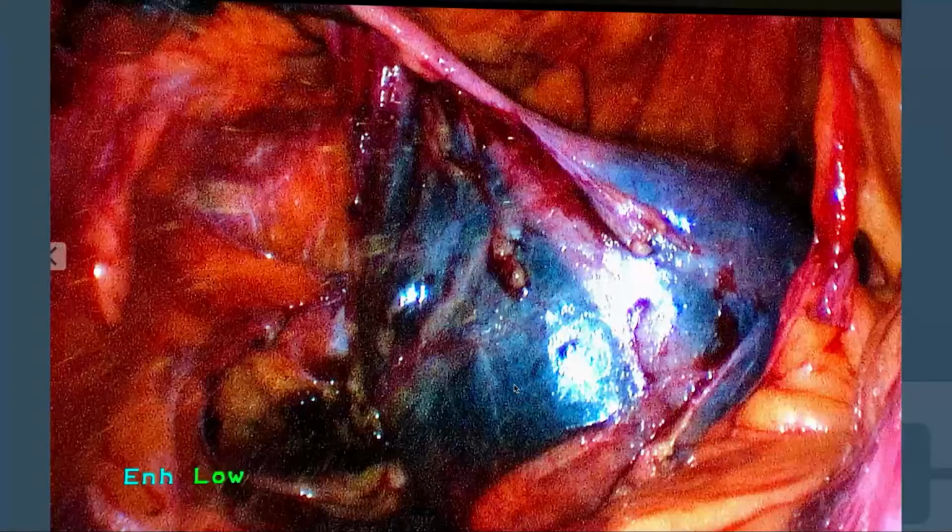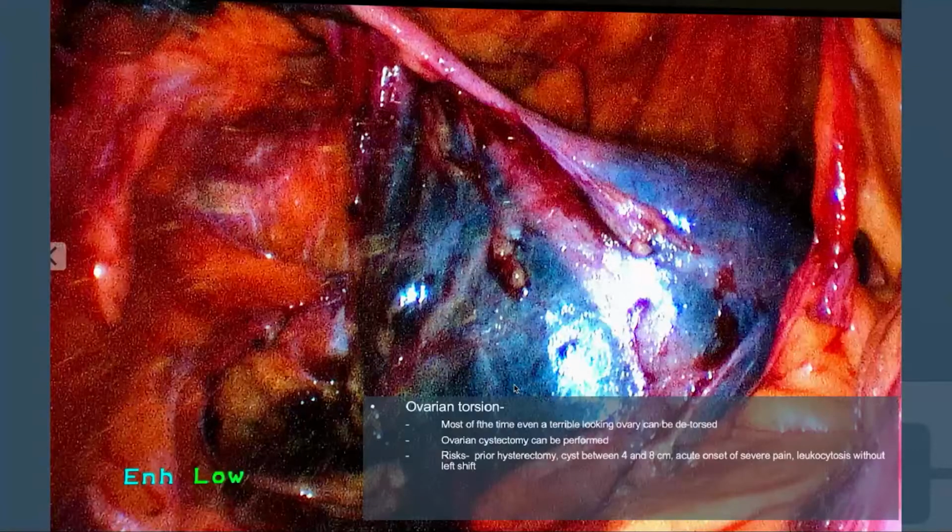This dark purple appearance is characteristic of a torsion and a torsed ovary. Most of the time, even a terrible looking ovary can be detorsed, an ovarian cystectomy can be performed, and the ovary can be saved. Prior risks are associated with torsion. A cyst between 4 and 8 centimeters, smaller cysts tend to not twist, larger cysts tend to not be able to twist. Oftentimes an acute onset of pain and an increase in white blood cells without evidence of left shift. Treatment, call a GYN for emergency treatment.